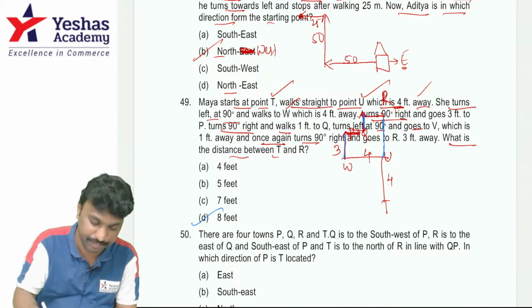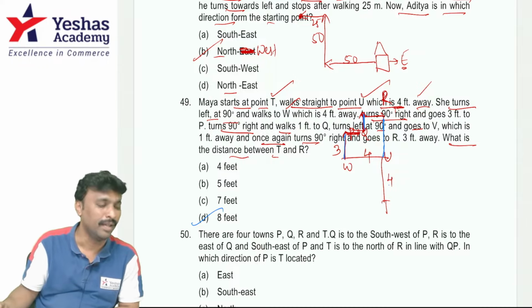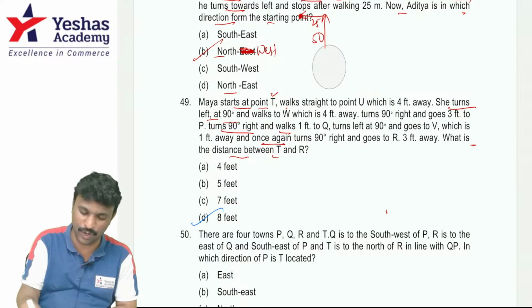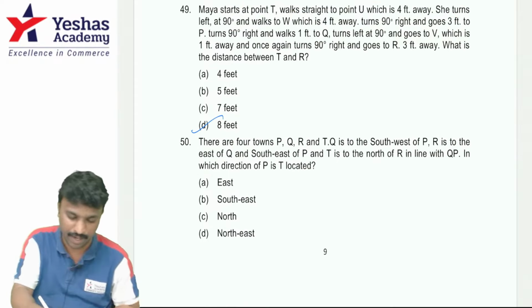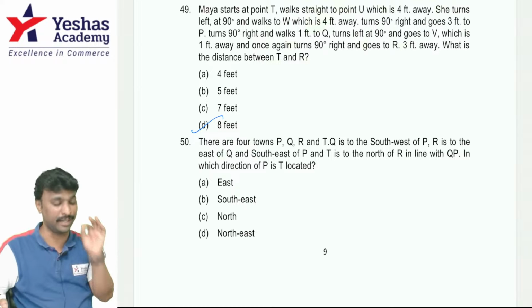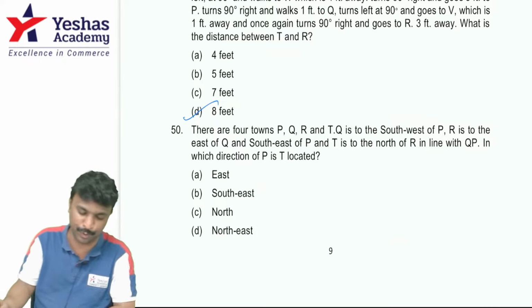Have you understood? Is it clear? So it's a simple question. Just go with each line and draw the figure. You will get the answer, right? Show the direction, show the distances traveled in each direction proportionally.